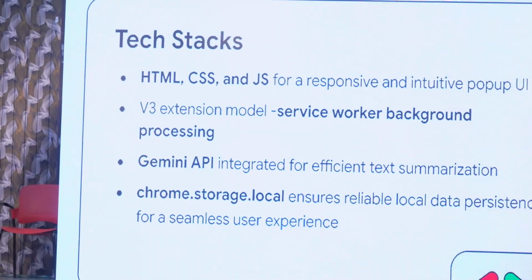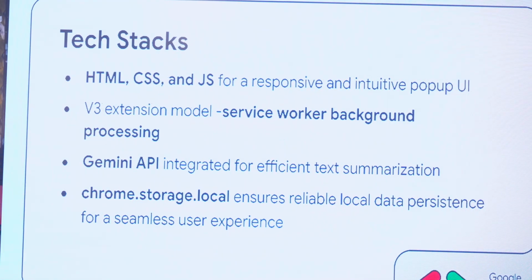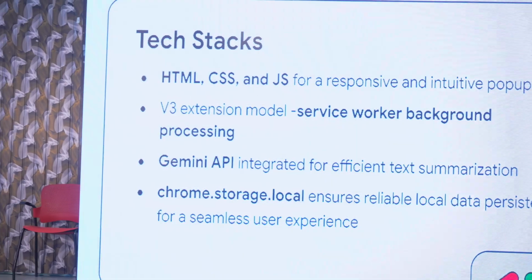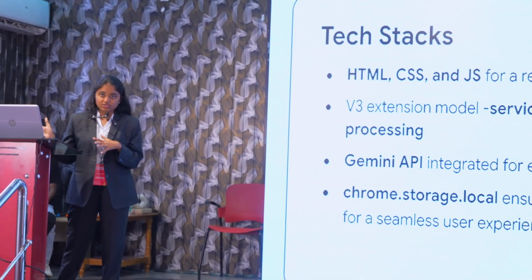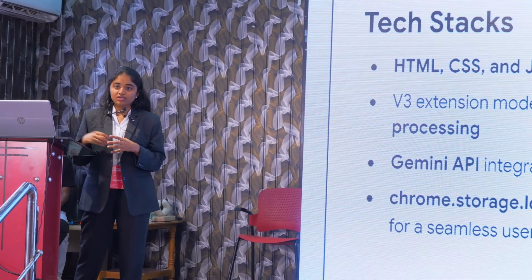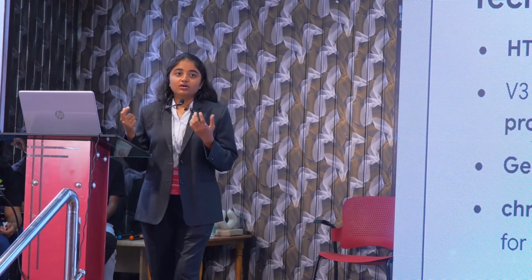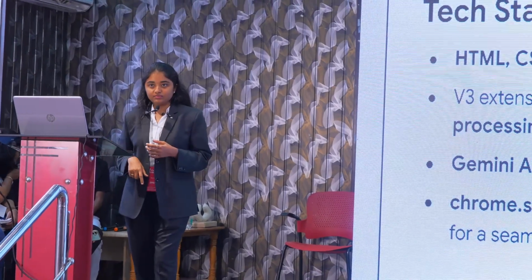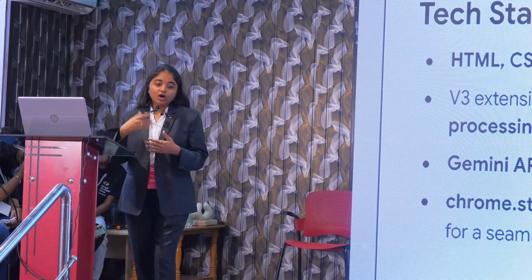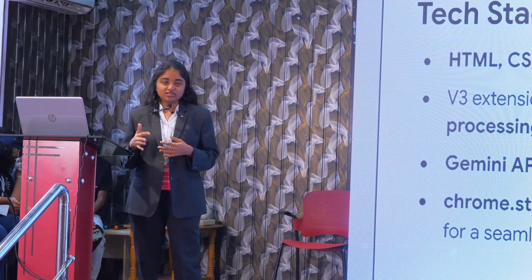It is in the Manifest V3 extension model, with service worker background processing. All the JavaScript will be handled via the background service worker model. For AI-based summarization, if you click the AI summarization, it will trigger a service worker and the background worker will do the work.